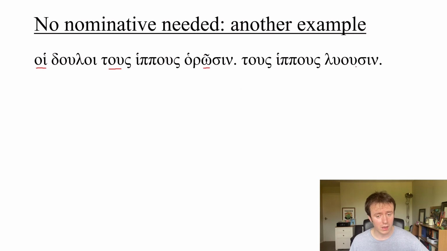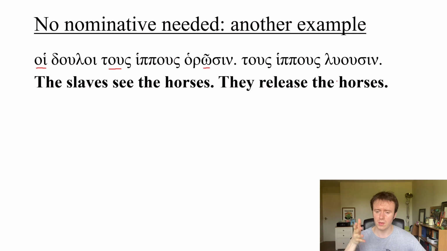And then we're told they release the horses. So overall, we've got the slaves see the horses, they release the horses. And therefore, with this context, we can infer that the they is referring to the slaves. So as readers, that gives us a better idea of who that they is referring to, even though it doesn't affect our translation in any way in this case. That is in the case of third person plural verbs. We still say they release the horses, but in context we know who that they is referring to.